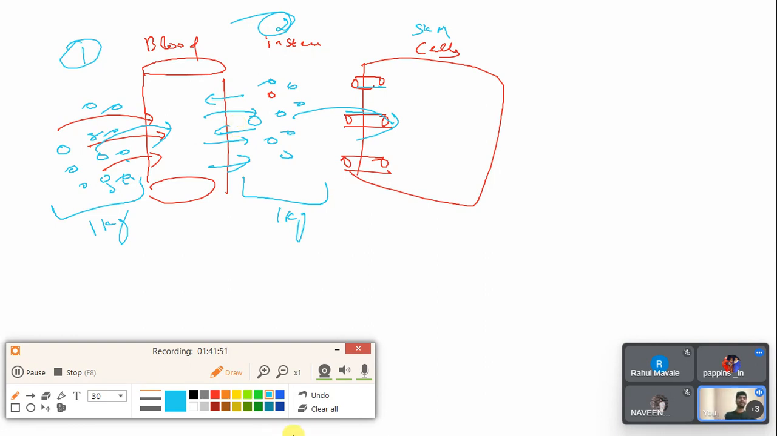Everything is active, whatever process you're thinking, whether simple diffusion or facilitated diffusion, everything is happening here right now. Here it's the blood capillaries, here it's the SKM cells. So which out of the sides, one or two, will clear the glucose fastest?